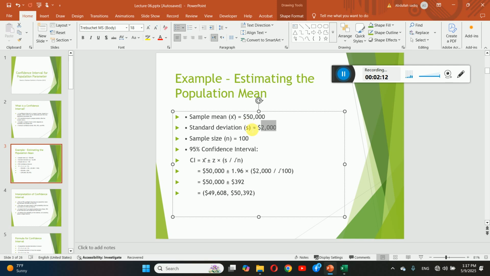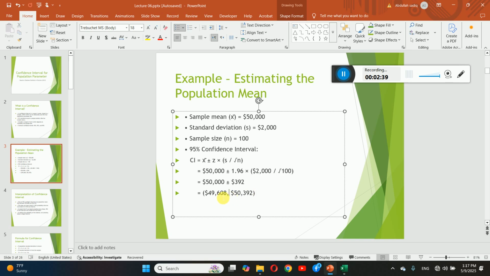In this example, before technically computing the confidence interval, I'm just interpreting the final answer. First, you should comprehend the concept of the final answer, then we will come back to technically compute how to find the confidence interval, students. As I've told you, in this confidence interval we have two values. One is the lower limit, and another is the upper limit.